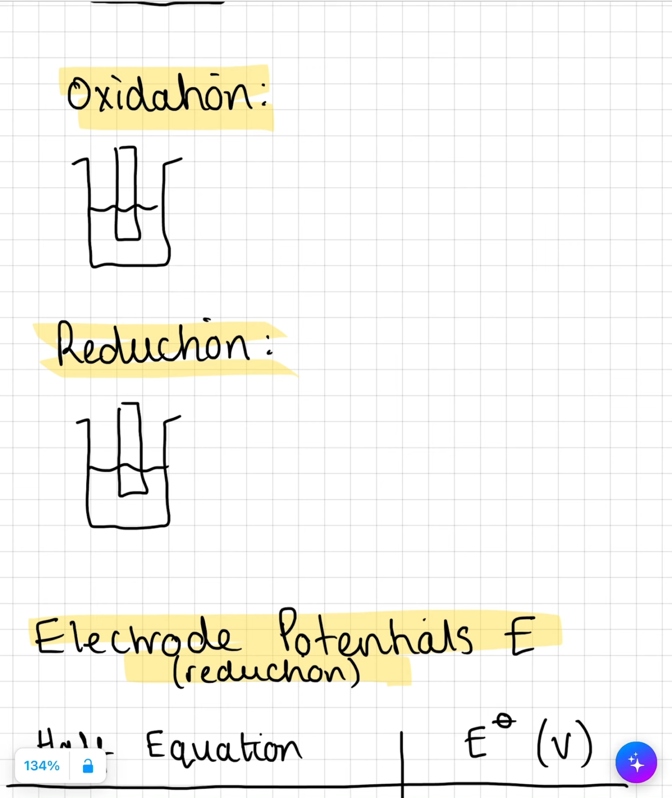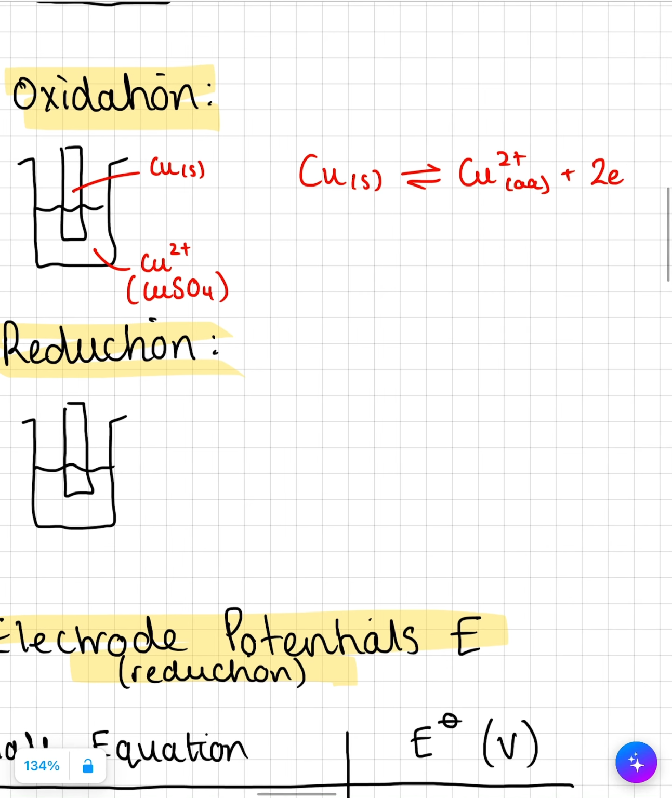If we look at now copper. So if we look at the oxidation, so oxidation is loss of electrons. So copper electrode, solid metal, in a solution of its ions. So typically we could use copper sulfate. What's this going to do? Lose 2 electrons to form copper 2 plus ions, which are aqueous in the solution, and 2 electrons. So oxidation, we have our loss of electrons.